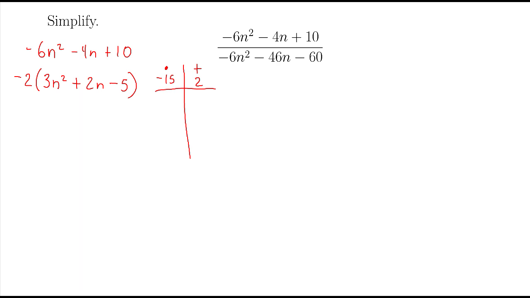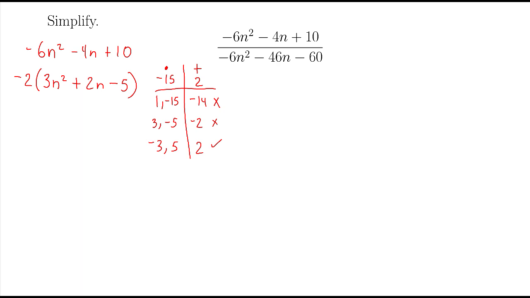So I'll start listing out numbers. 1 and negative 15 multiply to negative 15, but add up to negative 14. I need them to add up to 2. 3 times negative 5 gives me negative 15, but 3 plus negative 5 is negative 2. That's not quite what I want. I need a positive, so I'll flip my signs around. Negative 3 times positive 5 is negative 15, and negative 3 plus 5 is positive 2. So I'm going to use negative 3 and 5.